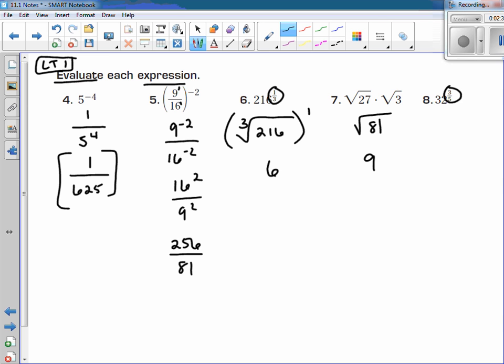On the last one, another fractional exponent. The denominator is the root number, 5th root of 32 to the 3rd. Well, the 5th root of 32 is 2, and 2 to the 3rd is 8. That's it. That's learning target 1. I know. Super easy.